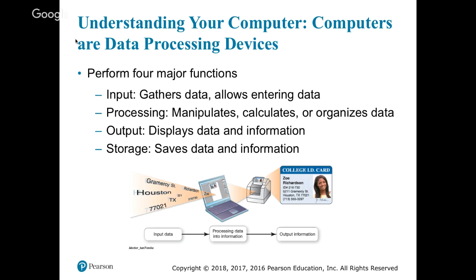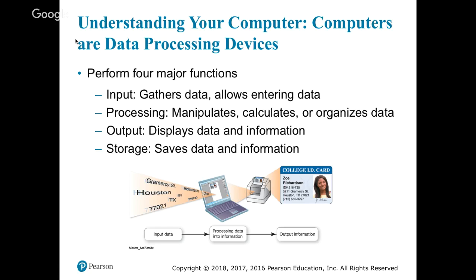Processing manipulates, calculates, and organizes that data. So when you press the A key on a keyboard, your computer processes that numeric value of A and converts it to the letter A in, say, a word processing document like Word. If you're doing a video, it takes that input video stream and converts it into a working video. And then output is displaying that information for usable purposes.